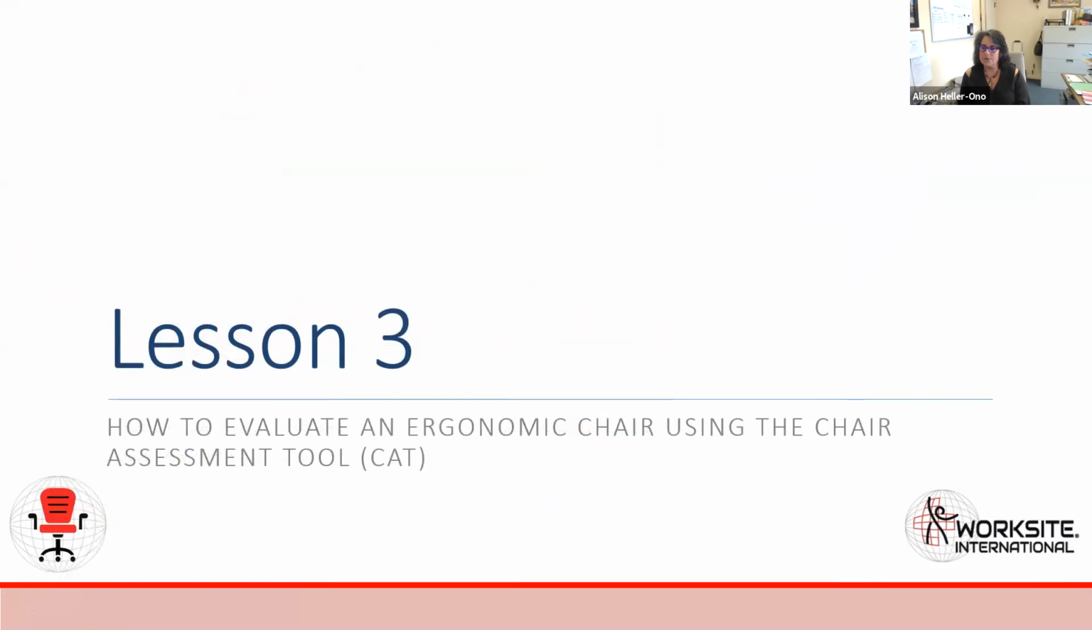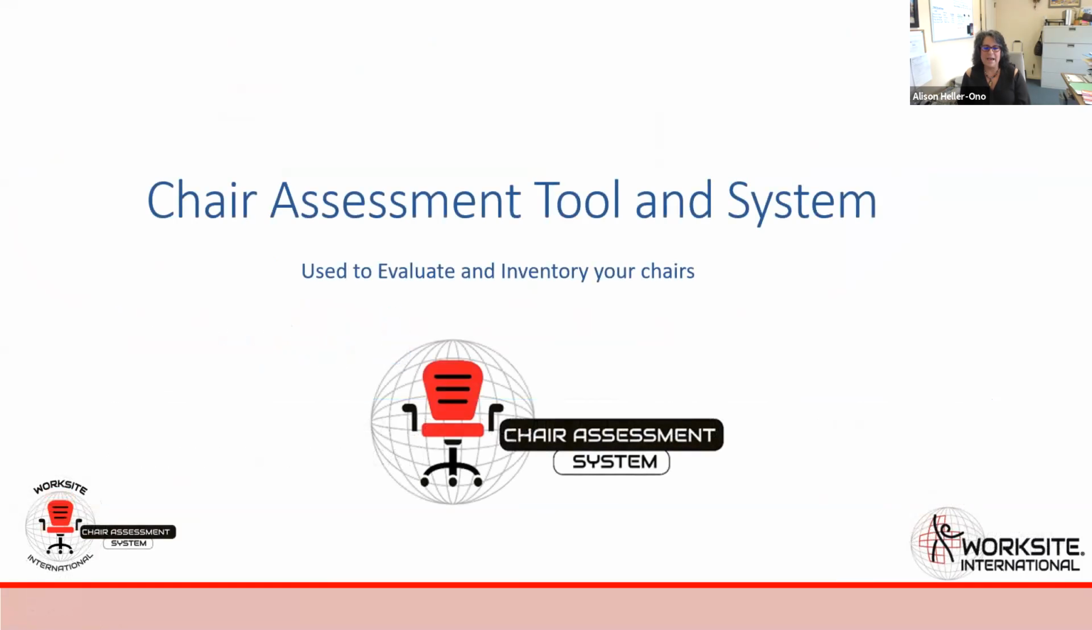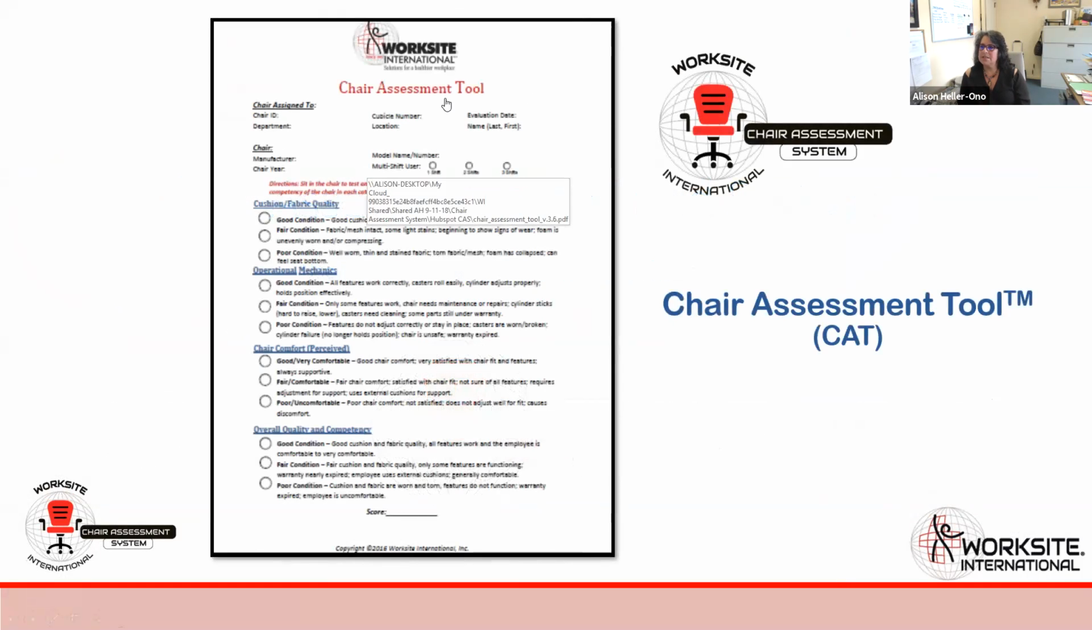So we're going to start first with how to evaluate an ergonomic chair using the chair assessment tool, or what I refer to as the CAT. Okay, so the whole system is, you have the tool, which is the form that evaluates the chair, and then you have the software. We're going to demo both of these right now. So this is the chair assessment tool. And let me go ahead and open the PDF so you can see it. Let me share it with you.